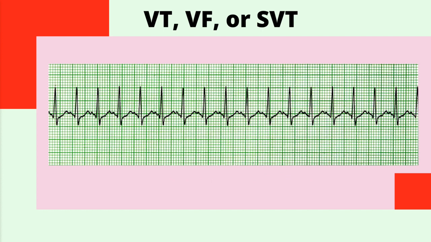So this one looks narrow. Is it narrow? If you measure it out, yes, it absolutely is. So this would be a narrow complex tachycardia or an SVT. And what you would choose to call it of those 7 subtypes, we can actually see some P waves there. They appear to be upright. So I would say this is likely an atrial tachycardia.